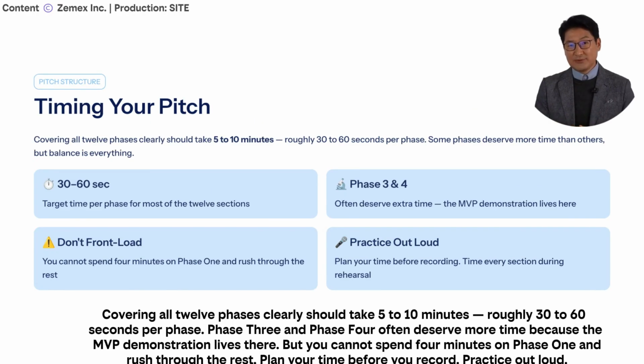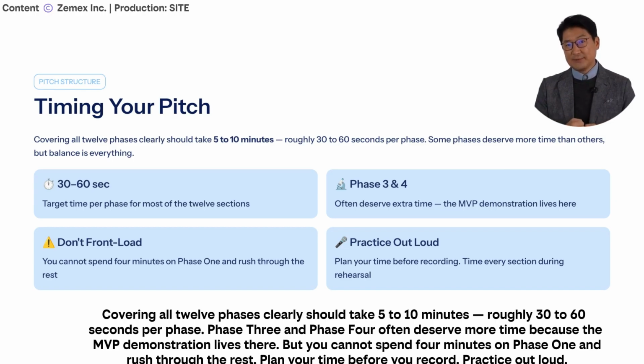Covering all 12 phases clearly should take 5 to 10 minutes, roughly 30 to 60 seconds per phase. Phase 3 and Phase 4 often deserve more time because the MVP demonstration lives there, but you cannot spend 4 minutes on Phase 1 and rush through the rest. Plan your time before you record.